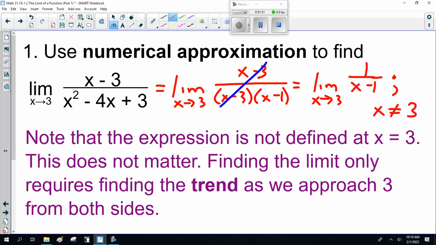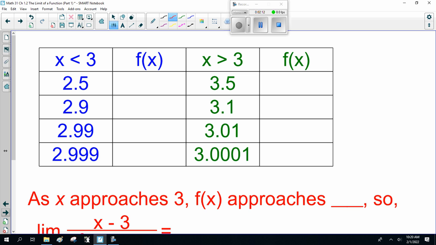Now note that the expression is not defined at x equals 3 because x minus 3 can't equal 0, so x can't equal 3. This does not matter. Finding the limit only requires finding the trend as we approach 3 from both sides. All right? So, let's do some calculations.